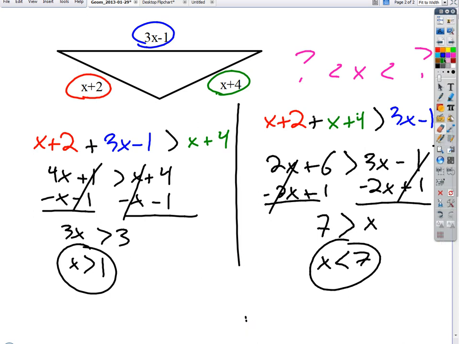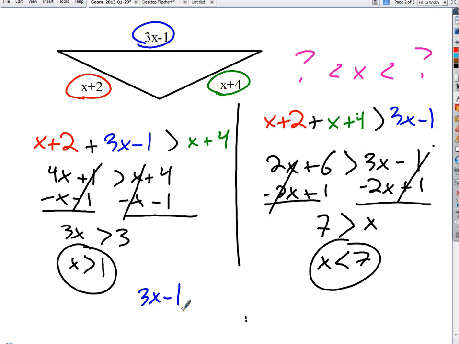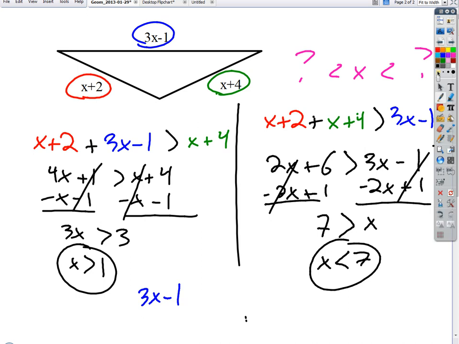Last possibility, what didn't we do? I guess we didn't do blue plus green is greater than red. Okay, so we can do, oops, 3x minus 1 plus x plus 4 is greater than x plus 2. Okay, let's scoot down and we'll solve that one.